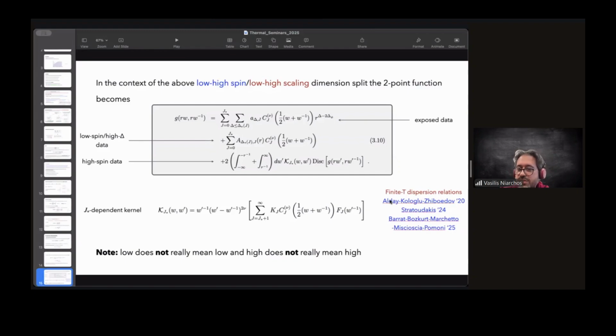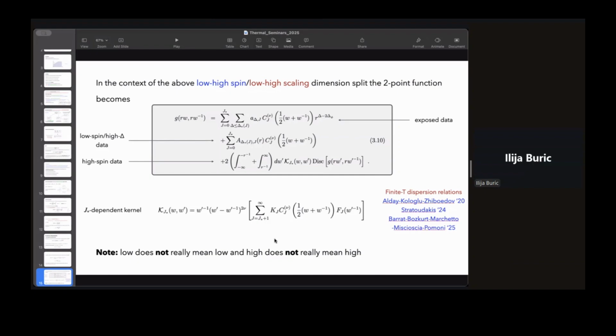And this was written in some form in this paper from 2020 by Aldai, Kologlu, and Zhiboedov, and it also was discussed in the MSc thesis of Alex in 2024, where I think it was, as far as I know, the first attempt to try to apply these dispersion relations to see if we can get some good approximation to two-point functions, etc. Good.